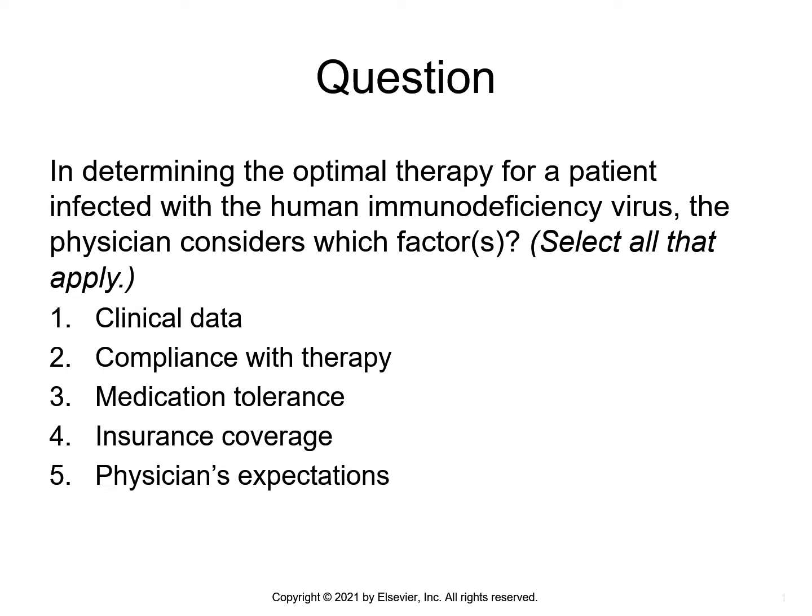In determining the optimal therapy for a patient infected with the human immunodeficiency virus, the physician considers which factor? The answer is 1 and 3.